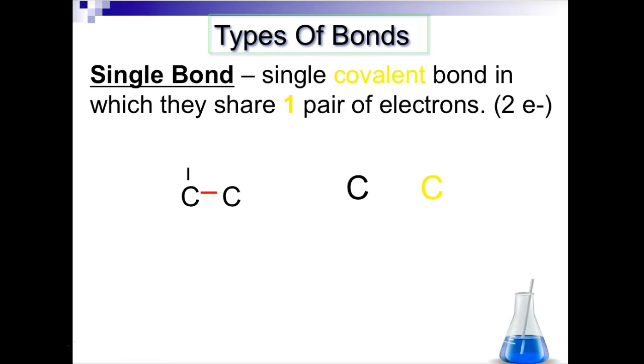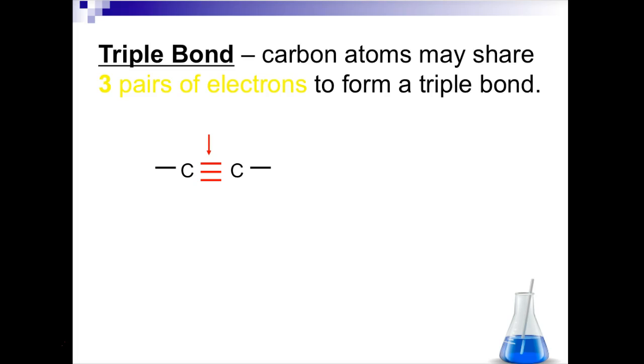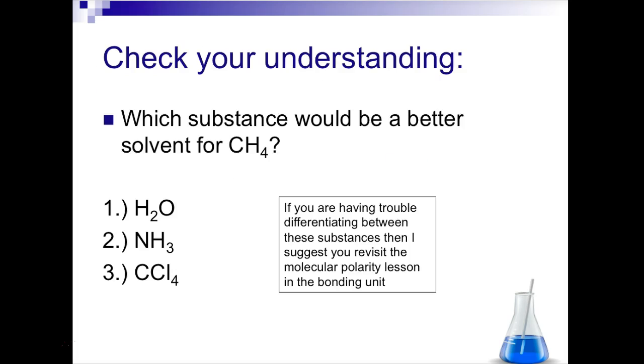So let's remember that there are types of bonds. There are single bonds, which is a single covalent bond in which they share 1 pair of electrons or 2 electrons. And that is because each carbon atom is going to share those 2 electrons, making that a bond. Or there's a double bond in which carbon atoms may share 2 pairs of electrons to form a double bond. So if we have 2 carbons next to each other and they want to fulfill their octet, they will share 2 pairs of electrons. Or there's a triple bond where the carbon atoms may share 3 pairs of electrons to form a triple bond. And if we look at the Lewis dot structures, that's what that looks like.